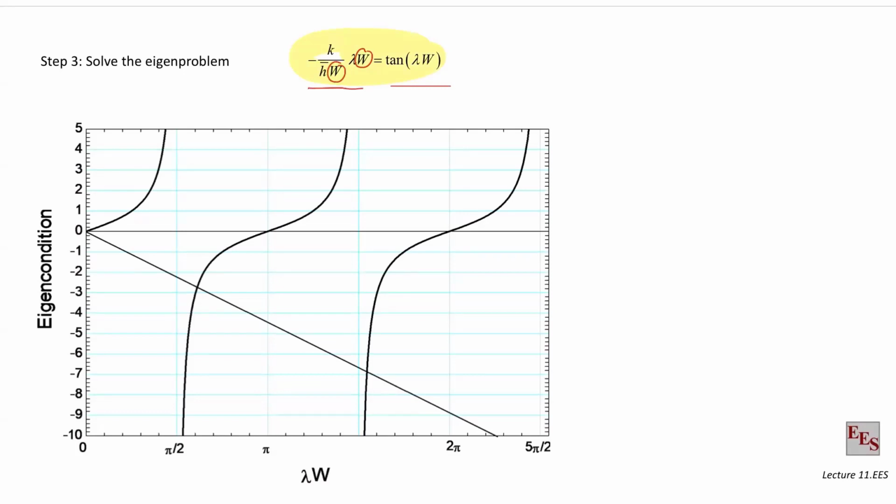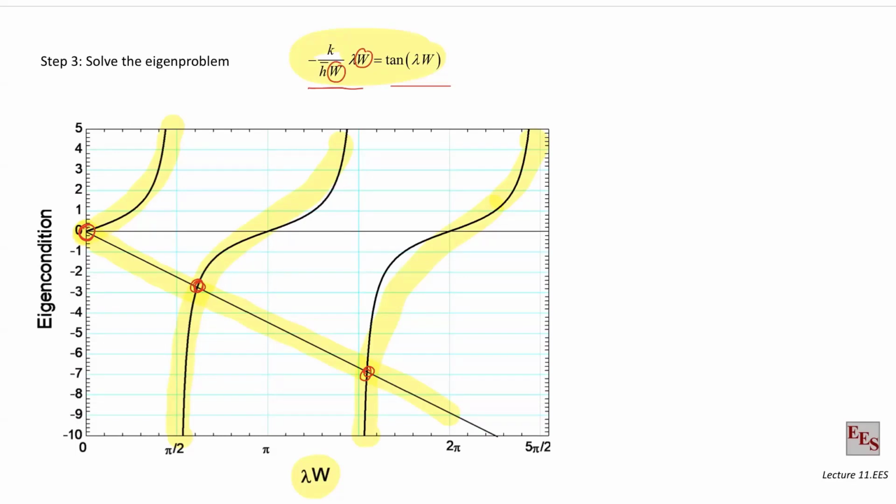So here I've got tan lambda w. It's a periodic function, so that's the right-hand side. And then I also plot on the same plot what's on the left-hand side. It's a linear equation. So where do these things intersect? Well, they intersect here at 0, they intersect here, they intersect here. That position lambda w is the eigenvalue where those intersect. That's the lambda where that equality is true.